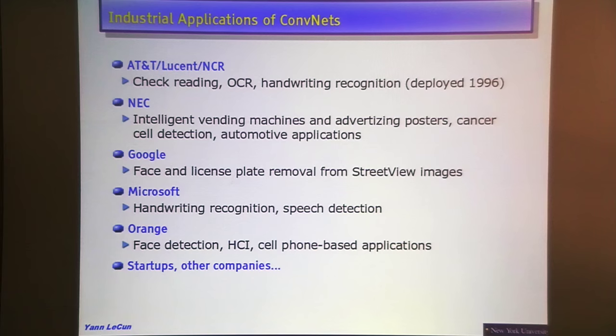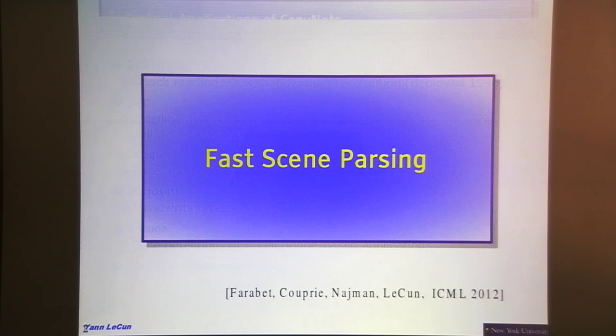Those convolutional nets are used everywhere for all kinds of applications, and they've been deployed commercially since the mid-90s for handwriting recognition, for vending machines, advertising posters, biological image analysis. Google uses it for face and license plate removal from street view images. Microsoft has used them for handwriting recognition, speech detection. And there's lots of applications of them. But those are all kind of supervised.